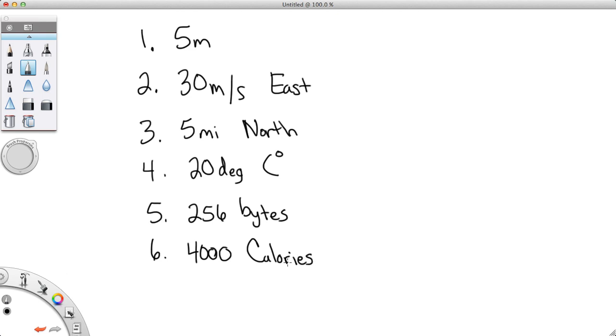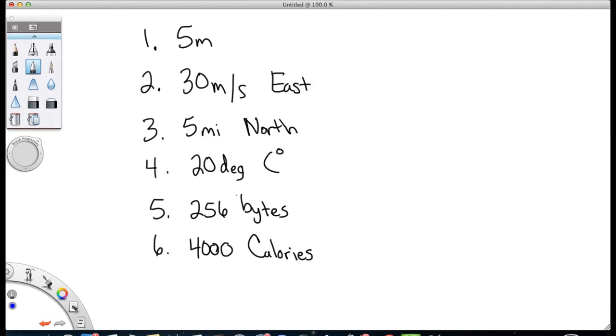Now just spend a moment right now and determine whether these are vectors or scalars. Remember, a scalar is just a number, where a vector has a number with a direction.